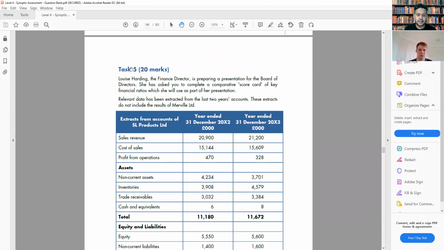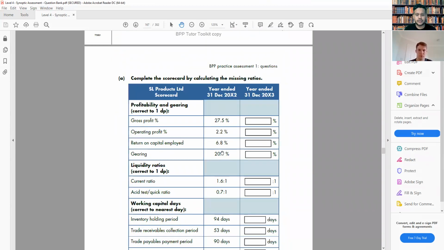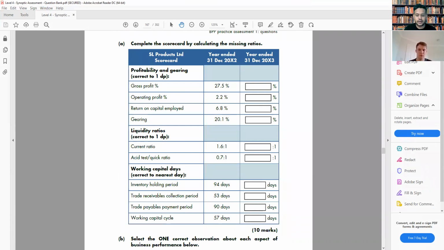Next, number 5 will be the easy one, ratio analysis. They will give you the data and you have to calculate the ratio. So you can see here, in this question, they already give us the data for 2012 and we have to do it for 2013.